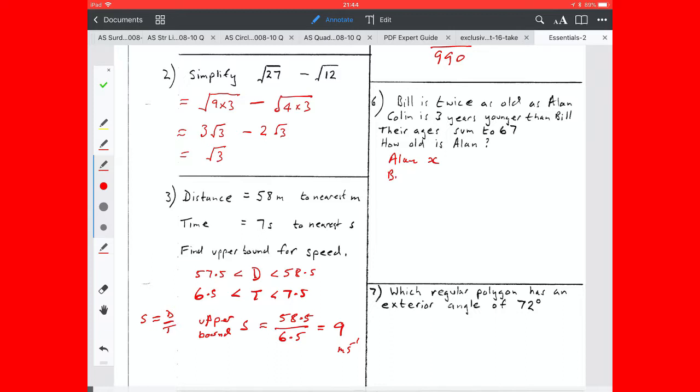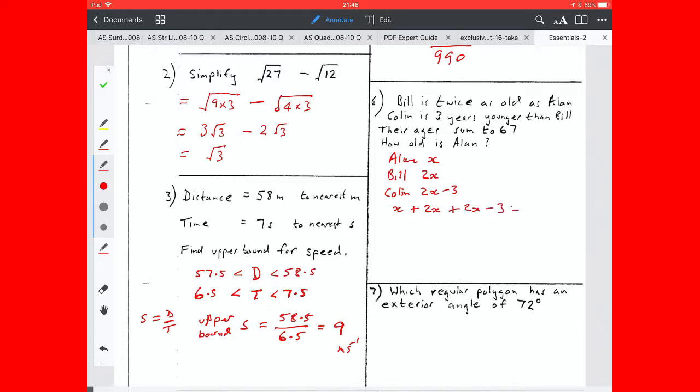Bill is twice as old as Alan, so that would make Bill 2x. Colin is 3 years younger than Bill, so Colin is Bill's age minus 3. And we're told that their ages sum to 67, so they add to 67. So that means that x plus 2x plus 2x minus 3 comes to 67.